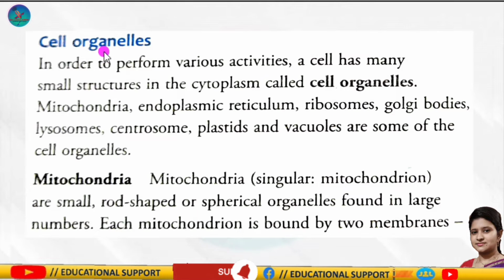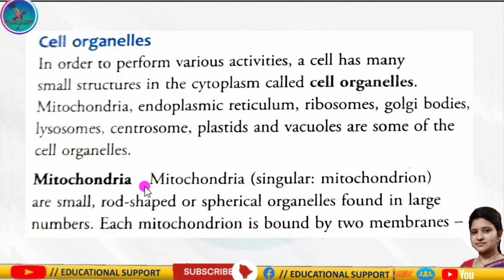Next is cell organelles. In order to perform various activities, a cell has many small structures in the cytoplasm that are called cell organelles. Mitochondria, endoplasmic reticulum, ribosomes, Golgi apparatus, lysosomes, centrosomes, plastids and vacuoles are some cell organelles. So these are the examples of cell organelles.